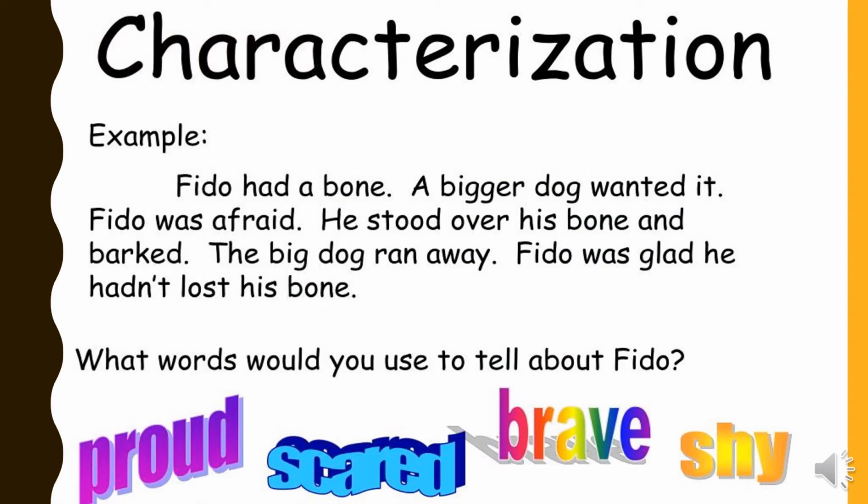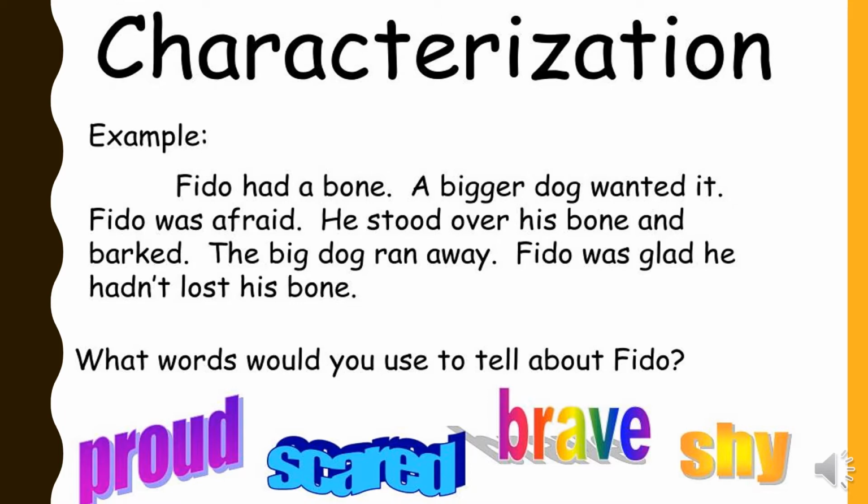Here is an example of characterization. Fido had a bone. A bigger dog wanted it. Fido was afraid. He stood over his bone and barked. The big dog ran away. Fido was glad he hadn't lost his bone.